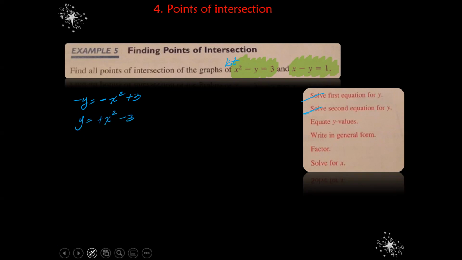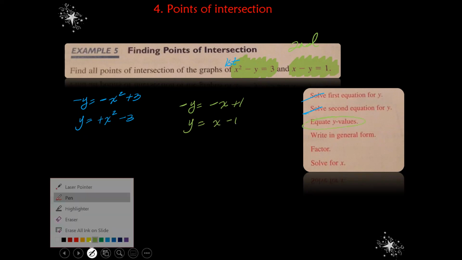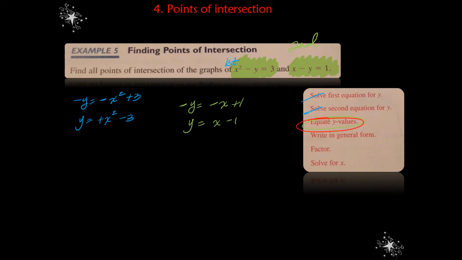Second step, solve the second equation for y. This is your second equation. Negative y equals negative x plus 1. Y equals a positive x minus 1. Okay? Next step, number 3. Equate y values. So now that I have both of these as y values, I'm going to take what y equals and set them equal to each other. x squared minus 3 equals x minus 1.